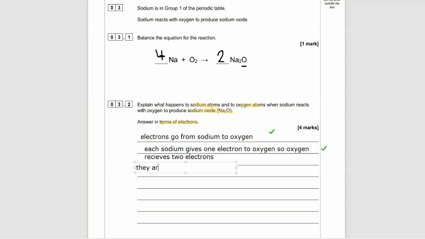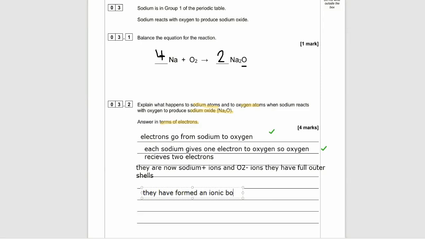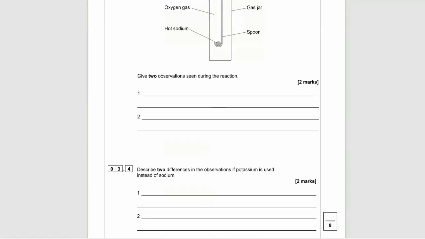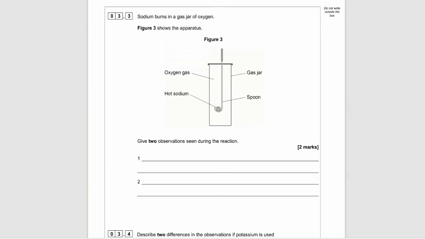Now, I would also write that sodium is now a positive ion and oxygen is now a negative ion. You could put the charges. Sodium is +1, oxygen is -2. But I'd also add they now have full outer shells of electrons. And you could say they've also formed an ionic bond. It's always worth putting a little bit of extra to ensure that you've got the 5 marks, unless a question says specifically only write 2 answers, like here.